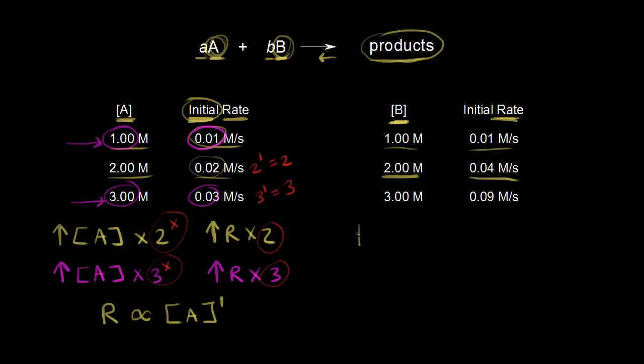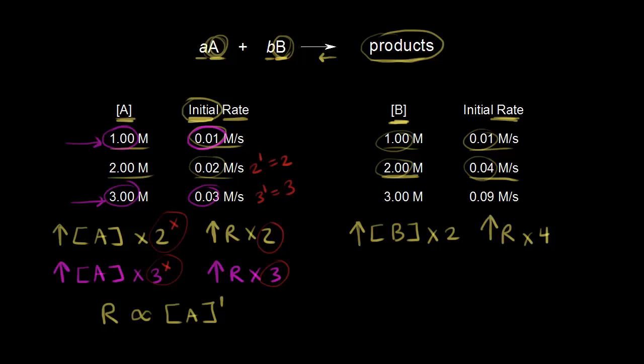So we've increased the concentration of B, not A, let me change that. We've increased the concentration of B by a factor of 2. We've gone from 1 molar to 2 molar. And what happened to the rate? The rate went from 0.01 to 0.04. So we've increased the rate by a factor of 4.